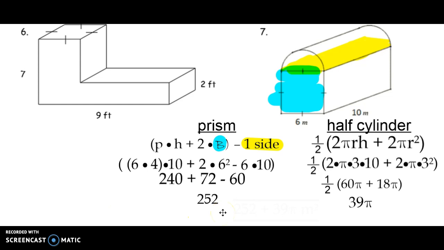And since I'm looking for the total surface area, I'm going to take the area of the prism that I have, add it to the cylinder, and that would be my final answer. Whew, that one is exhausting.